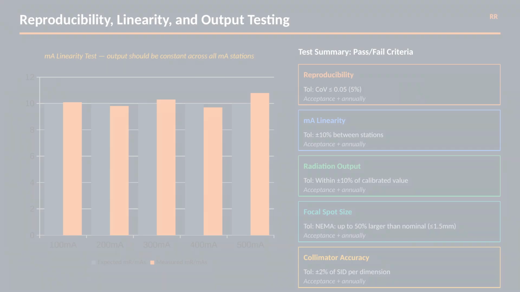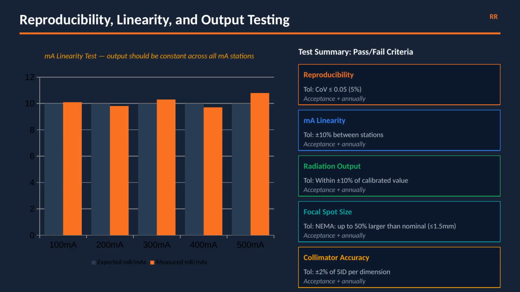Document type. The bar chart on this slide shows mA linearity testing. Expected mAs output in dark bars and measured output in orange bars across 5 mA stations. In a well-calibrated system, the bars track closely. A station showing significantly higher or lower output than the others fails the linearity test.